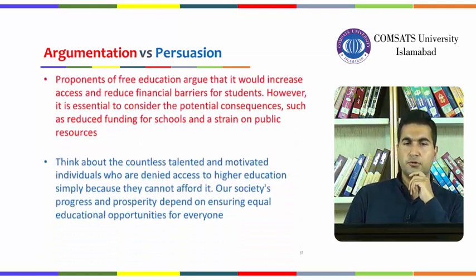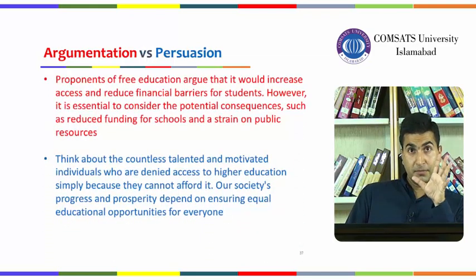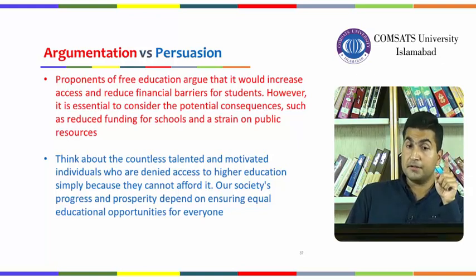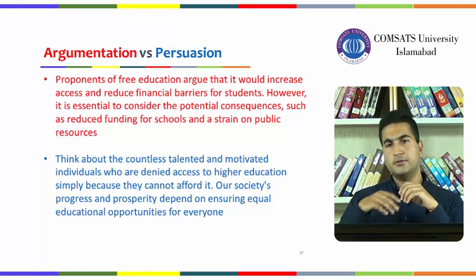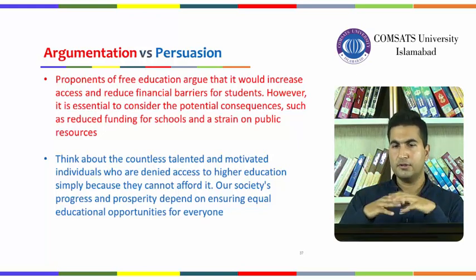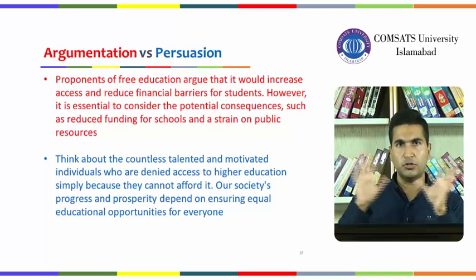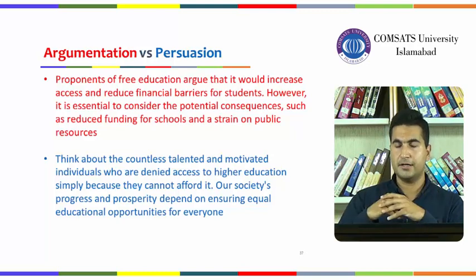Another example is there for you also. Argumentative. Proponents of free education argue that it would increase access and reduce financial barriers for students, indeed. However, it is essential to consider the potential consequences such as reduced funding for schools and a strain on public resources. तो यहाँ पे बात ये हो रही कि फ्री एजुकेशन स्टूडेंट को फ़ायदा तो बहुत देगी, लेकिन स्कूल्स पे प्रॉब्लम आएगा, पब्लिक रिसोर्सेज के ऊपर लोड आएगा. तो दोनों की पिक्चर प्रोवाइड की, प्रॉज एंड कॉन्स दोनों बताए जा रहे हैं.